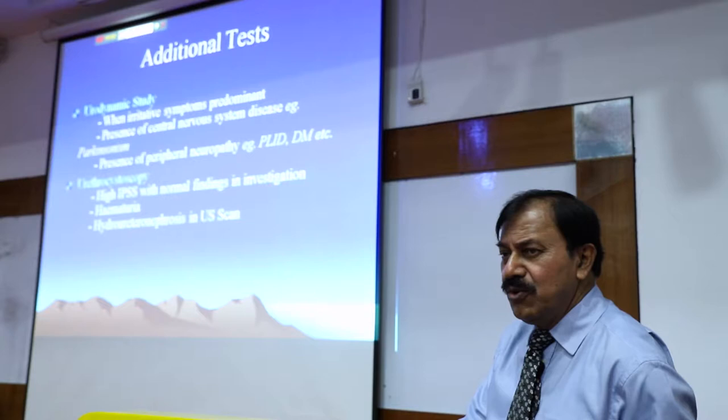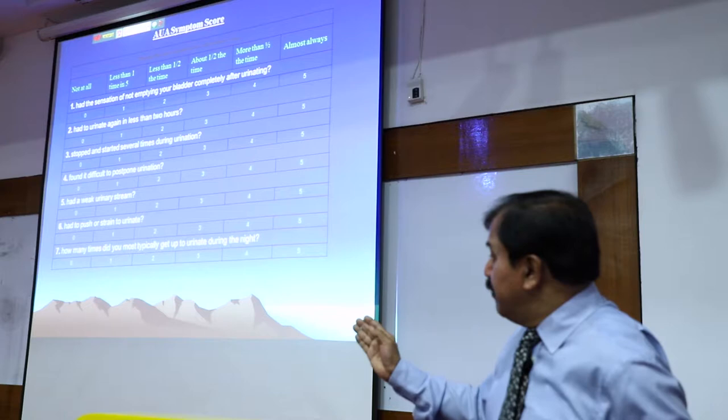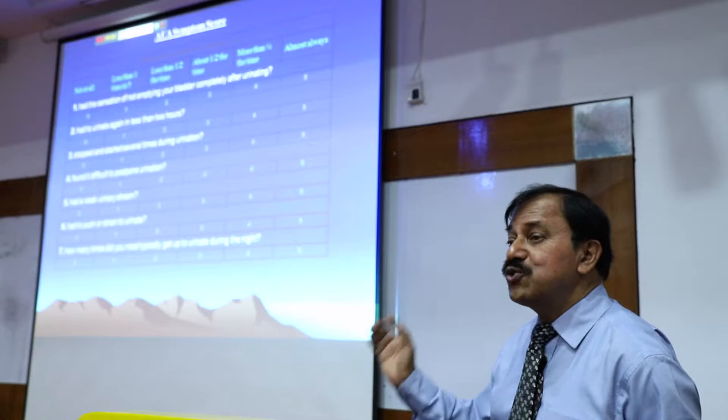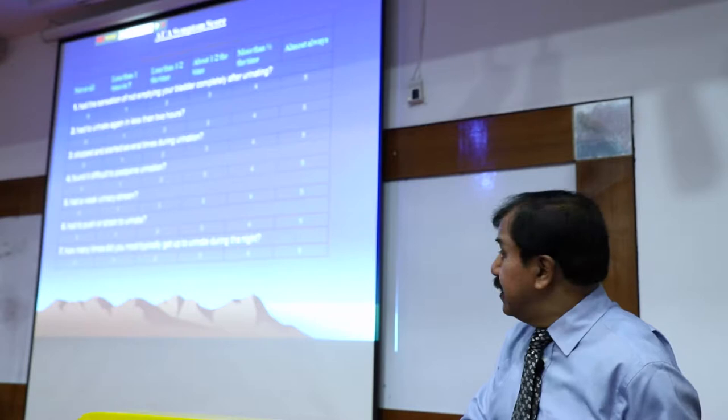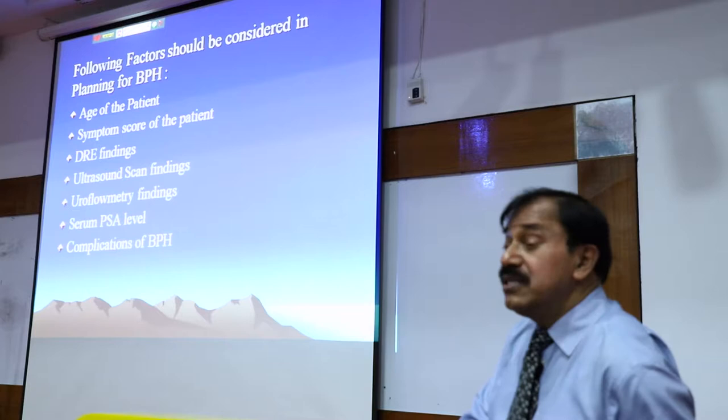And this is the scoring. This is another score, the International Prostatic Symptom Score. There are 7 parameters, and each score is up to 5, and 35 is the total score. And scoring is also important, the symptom score. Scoring is also evaluated to categorize the patient, in what group the patient is, and what degree the patient is suffering from, first degree, second degree, or third degree.